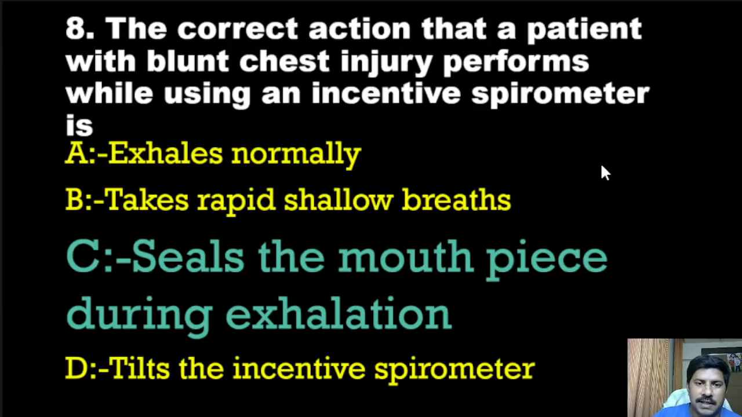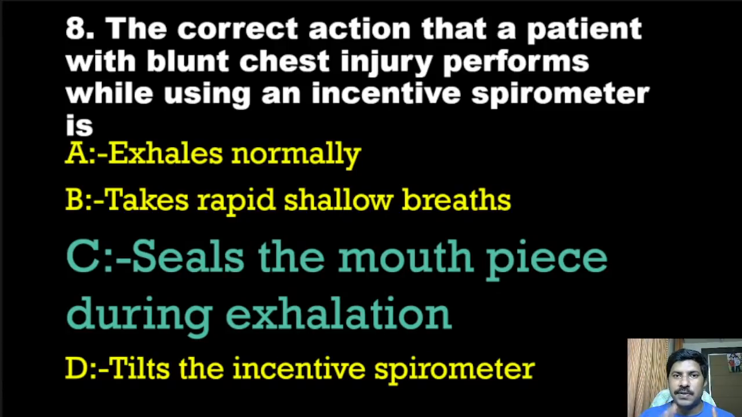So how to use the incentive spirometer, I will briefly explain. First, the patient needs to sit up and hold the device. Then place the mouthpiece of the spirometer in your mouth and make a good seal. Otherwise, it will leak or it will take air from outside, so it should be prevented. Then breathe out, exhale normally, and breathe in slowly. While breathing in, the ball will go up.